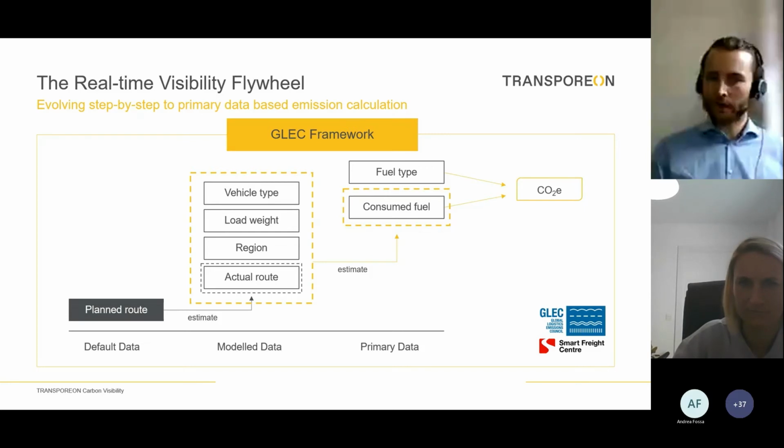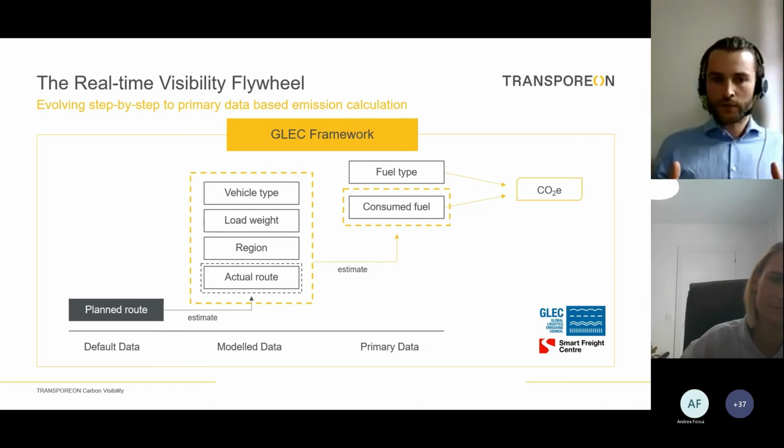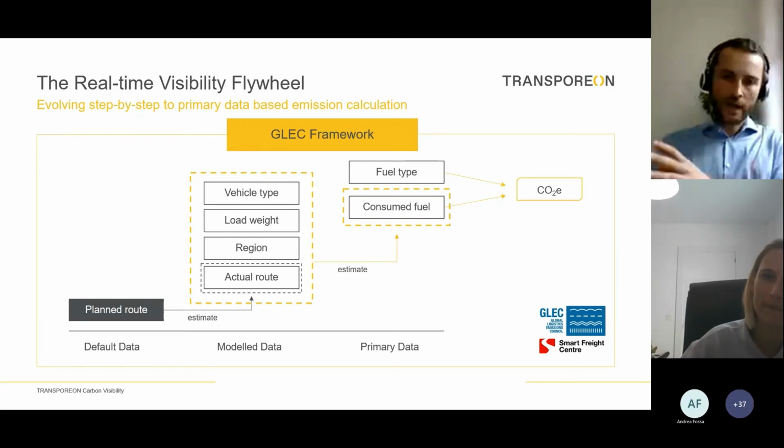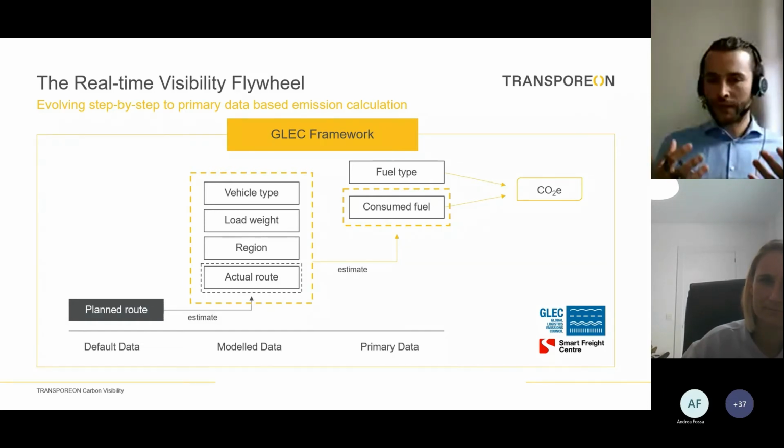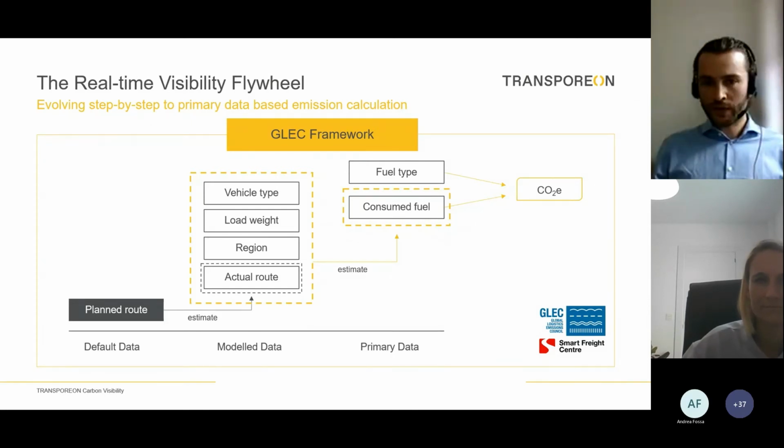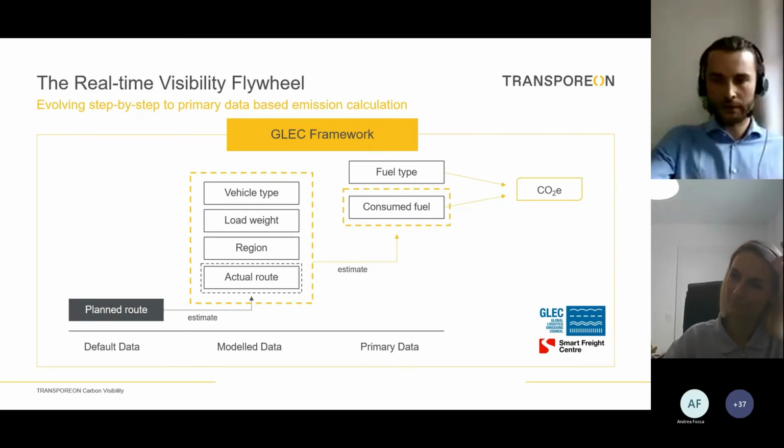And this is the journey that we are enabling our customer base to do with our platform and our tool. So to actually start with enabling full coverage of the network with default values, and then by adding more primary and model data sources, growing into the most accurate emission data that you can get for transport, because at the end of the day, you can't manage what you can't measure. And to really go into actionable decarbonization, the accuracy of the data is critical.